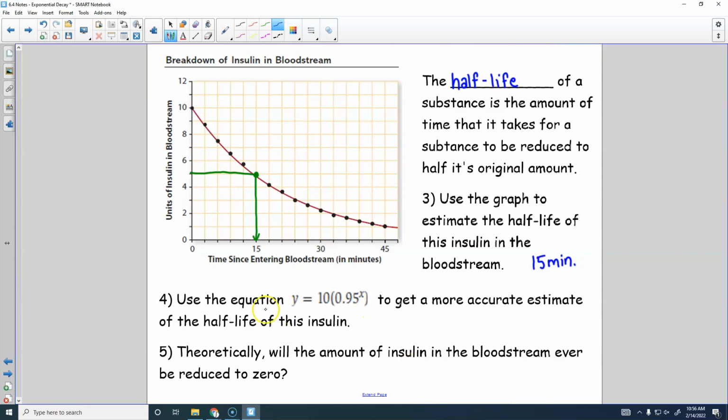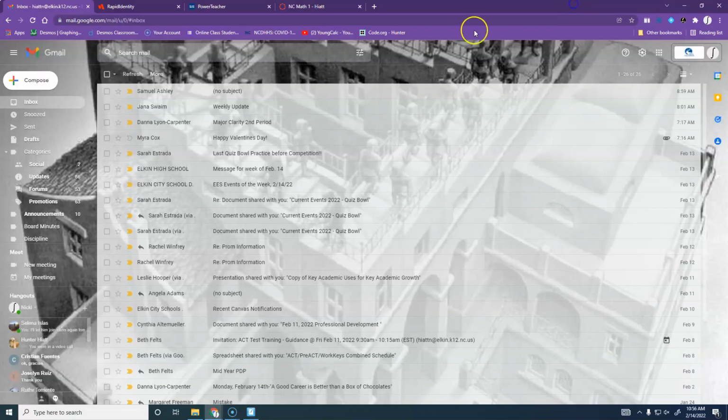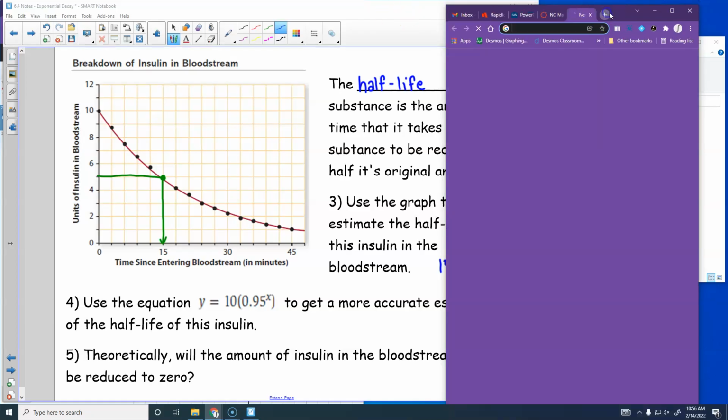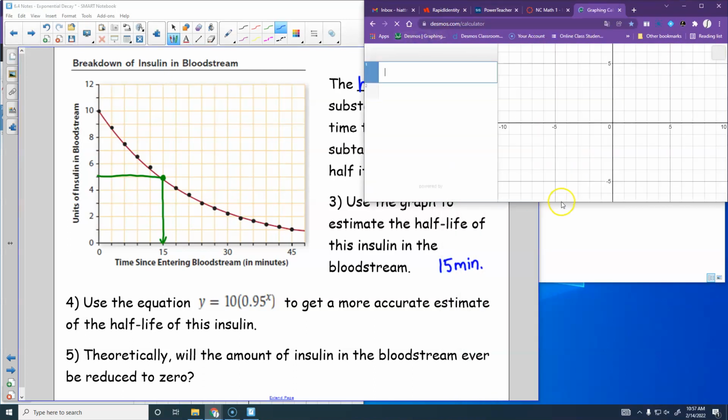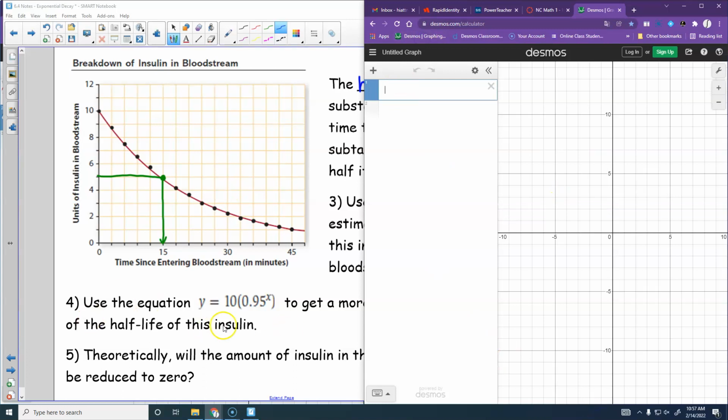Now, example 4 says use the equation to get a more accurate estimate. Okay? So this was just a guess looking at the graph. Maybe it's 15.03 and we just can't tell, right? I'm going to pull up Desmos. You guys don't have to get out your computer just for this right here. This is a when problem, right? When is there only half left? That's what you're asking when you're looking for the half-life.